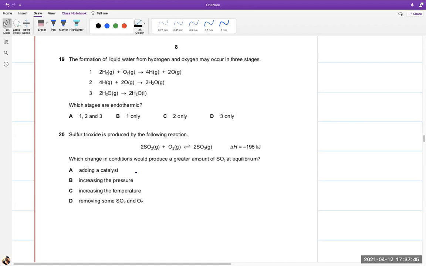Sulfur trioxide is produced by the following reaction. We know this reaction. We have seen it with vanadium 5 oxide. We know that that's the catalyst in this. We also know that it happens at 1 to 2 atmospheric pressure, and it also happens at 450 degrees Celsius temperature. Okay, so those are the conditions under which we do it in industry. And the reason we do this is because we want to create sulfuric acid from this. Which changes in condition could produce a greater amount of SO3 at equilibrium?